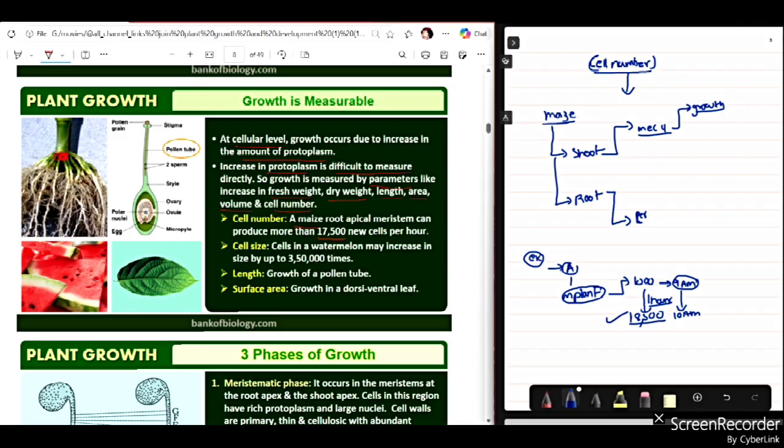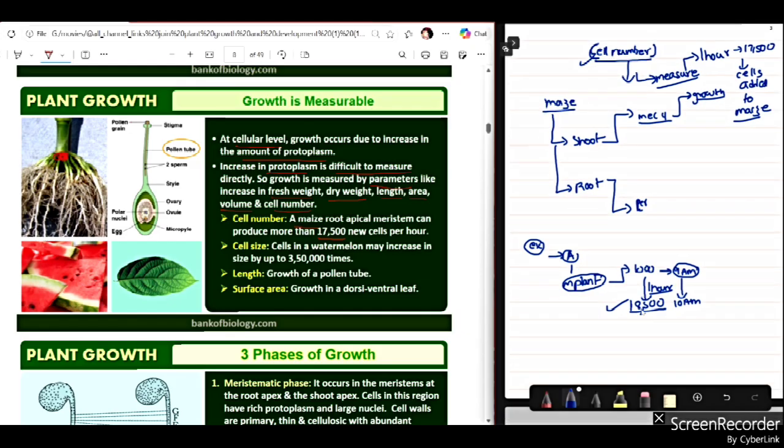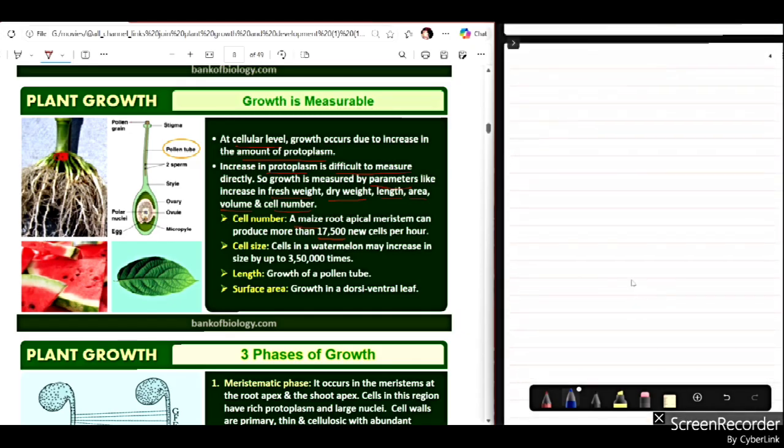So basing on the cell number, can you measure the growth or not? Yes, we can measure. How can you measure? Per 1 hour, 17,500 cells are added to what? Added to the maize. This is the growth basing on the cell number. Okay, and not only this, we can measure the growth with the help of the cell size, with the help of what?